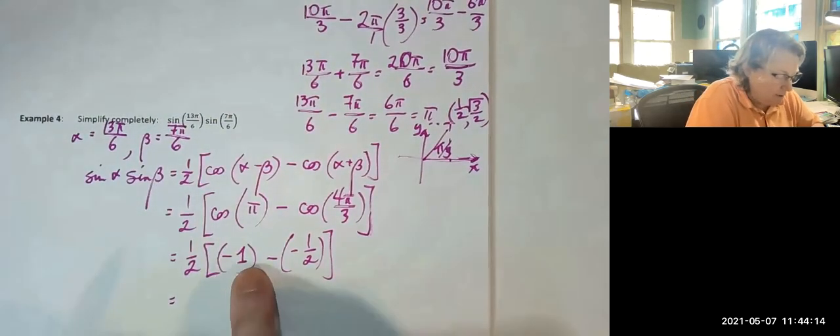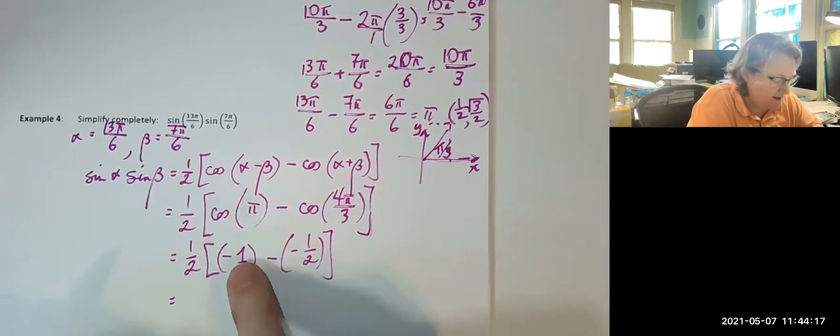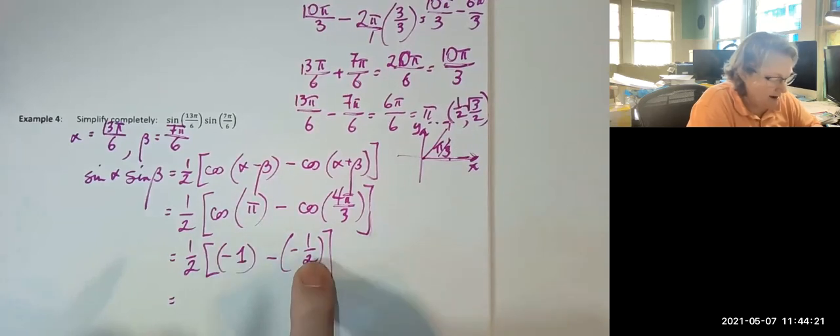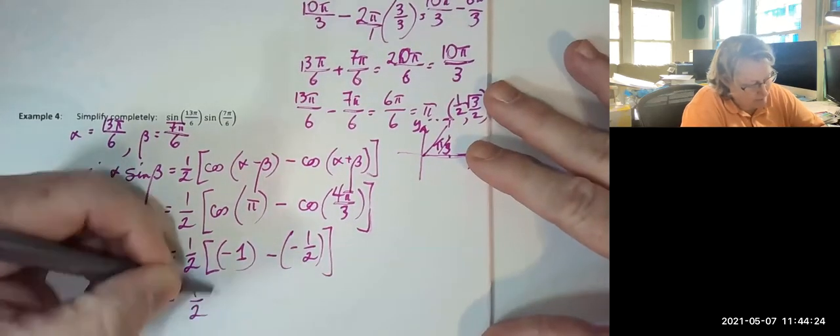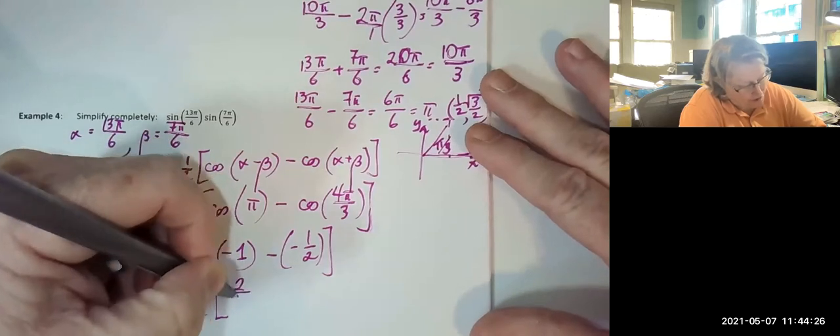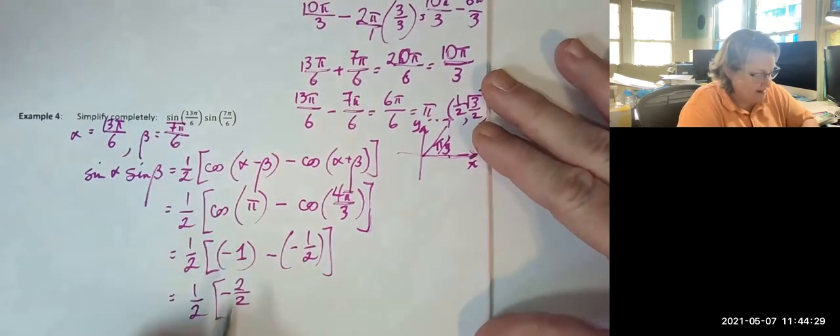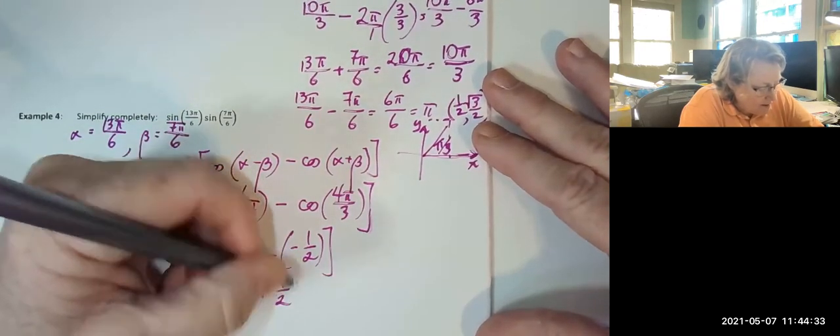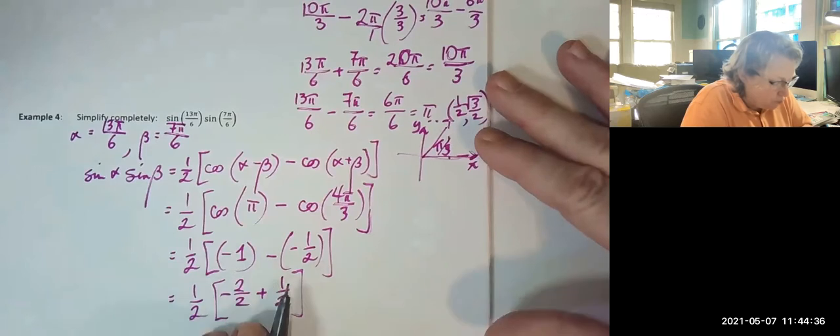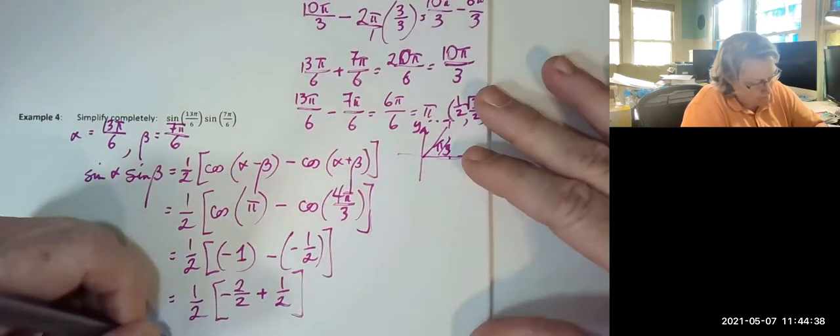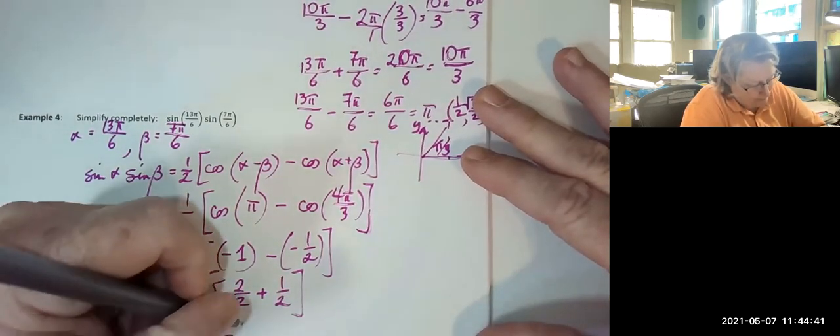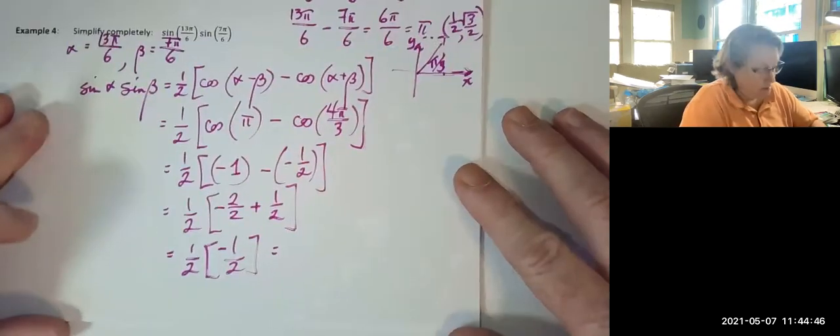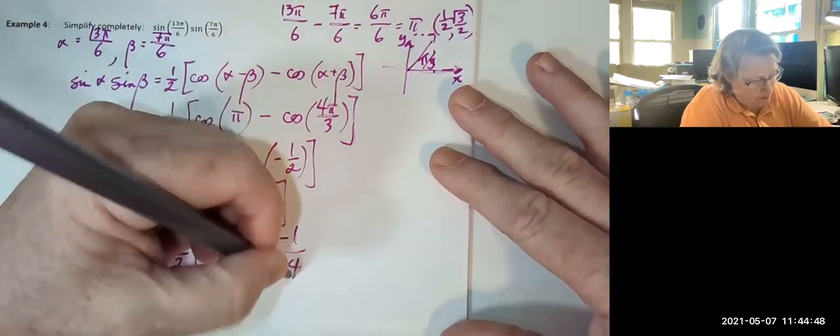So -1 minus -1/2. Minus a negative is positive. -1 plus 1/2. Let's take this by steps. -2 over 2. Do you see I rewrote -1 as -2 over 2. And now I'm adding 1/2. -2 plus 1 is -1. And now I multiply across, and we get -1/4.